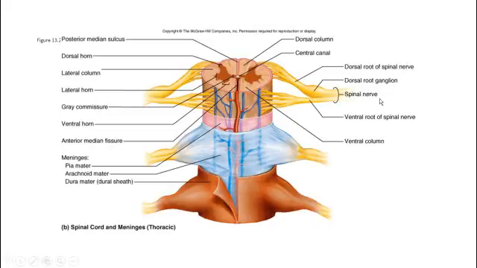So these spinal nerves are what we talked about in the first video that were named like C6 or T2 or L1. They're given the first letter of whatever segment of the spinal cord they're coming from, and then the number of whatever level.